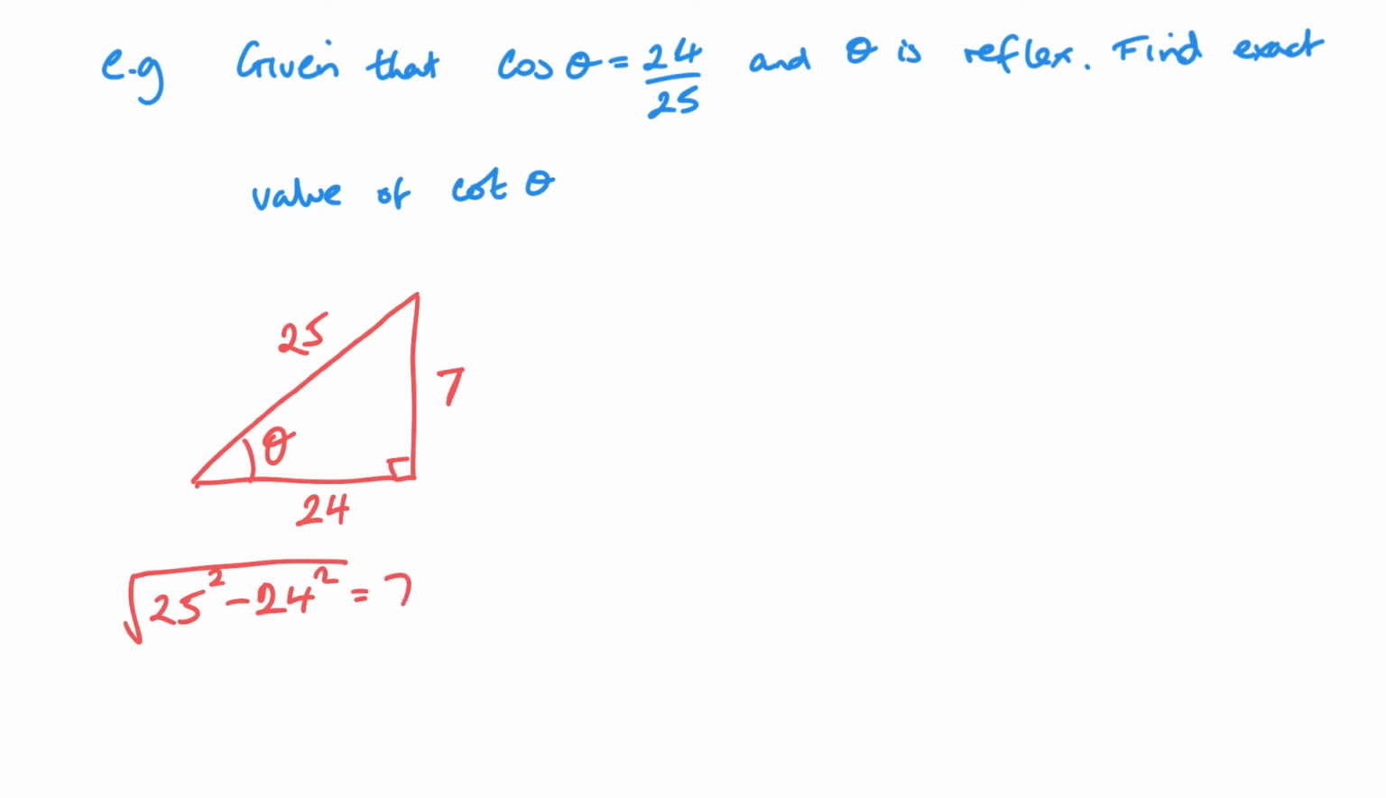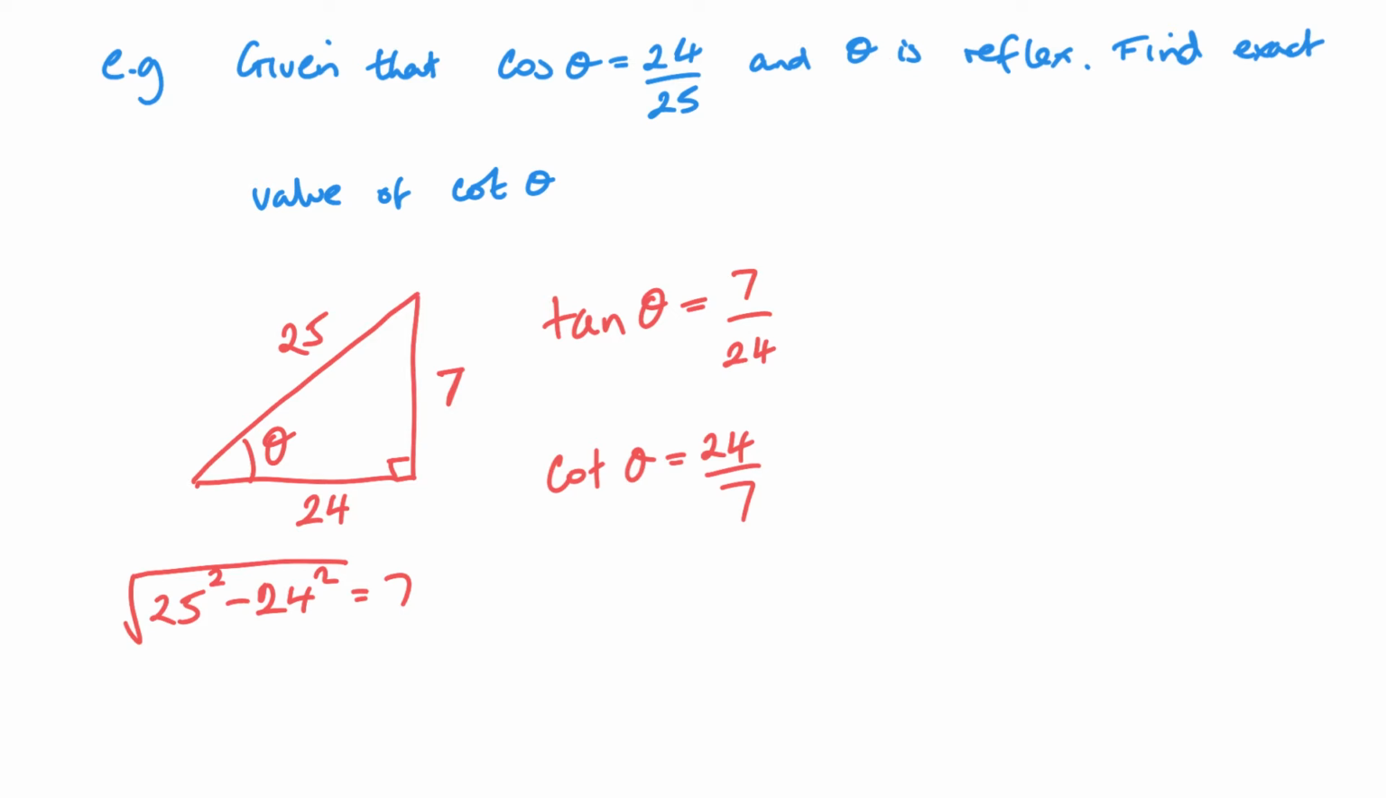Okay, so from this I want to find out what cot theta is. So cot is 1 over tan, so we start there. Tan theta is opposite over adjacent, so 7 over 24. That would mean that cot theta is 24 over 7. Now that's okay so far, but one bit that we haven't addressed yet is that theta is a reflex angle.